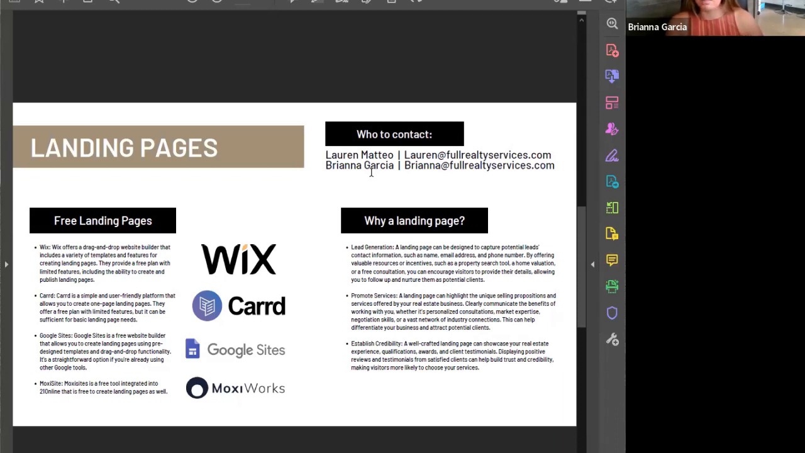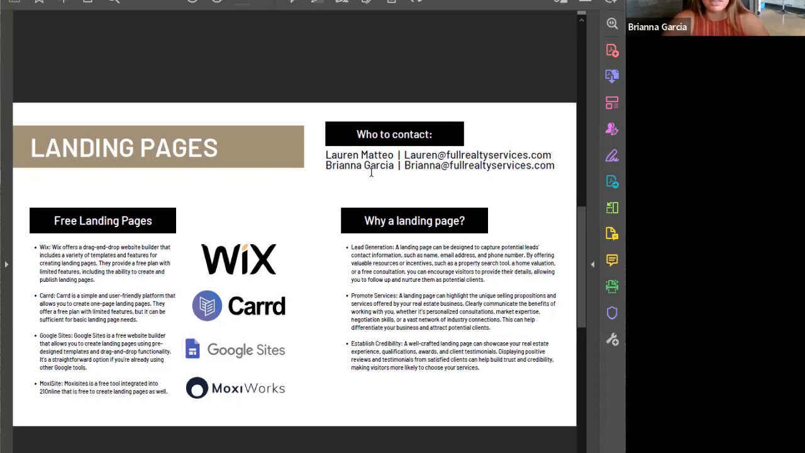And if they do sign up, like I said, if you were to do a downloadable ebook, you can have that as an incentive for them signing up. You can also add property search tools, home valuation, or free consultations. So you can plug in so many other free services to your landing pages. The best thing is that a lot of landing pages can be free if you're using just the most essential one. A few that I found were Wix, Carrd, Google Sites, and MoxieWorks. MoxieWorks is actually integrated with 21 Online, so that's already free to you guys.